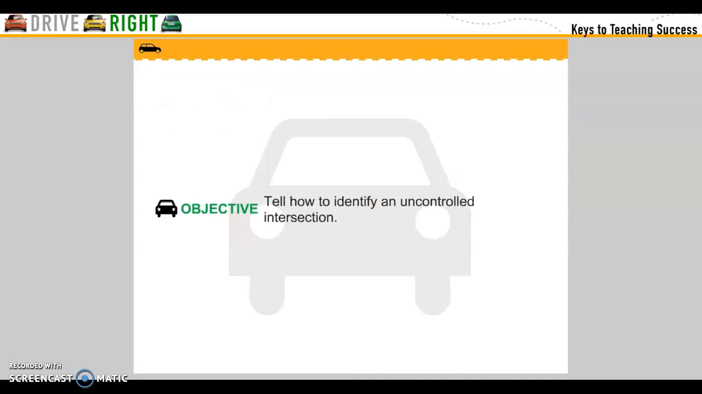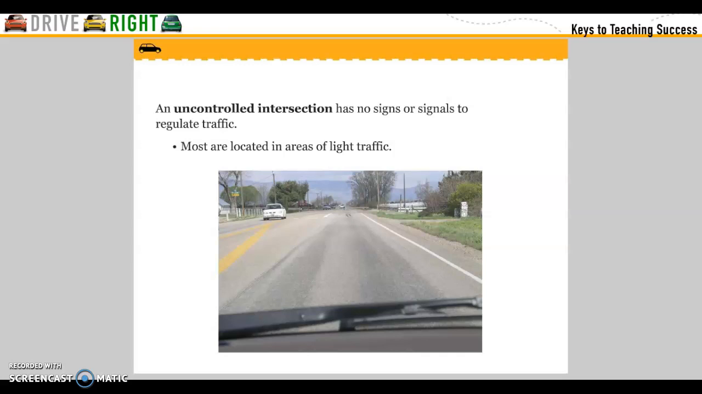Tell how to identify an uncontrolled intersection. An uncontrolled intersection has no signs or light signals to regulate traffic. Most are located in areas of light traffic.